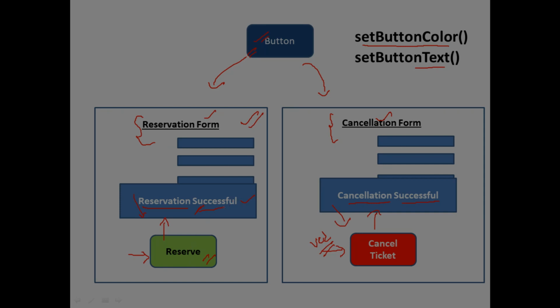Say cancel is the button text, reserve is the text. So what text should be available on my button? So that is another thing. Likewise, I can also go with on click. So if I click this button, what should happen? So this is on click. That is another method. When I click on the reserve button, it says reservation successful. When I click on the cancel button, it says cancellation successful.